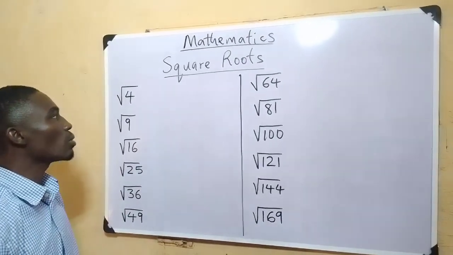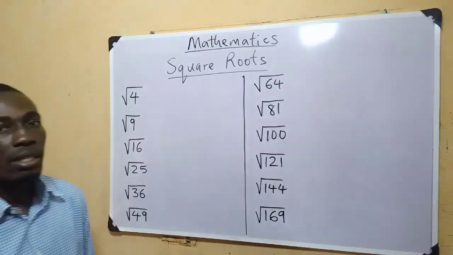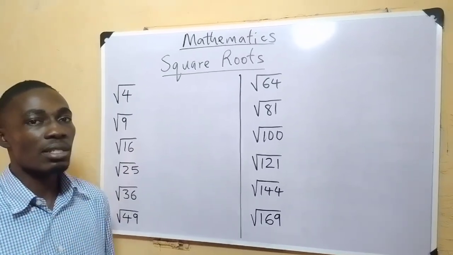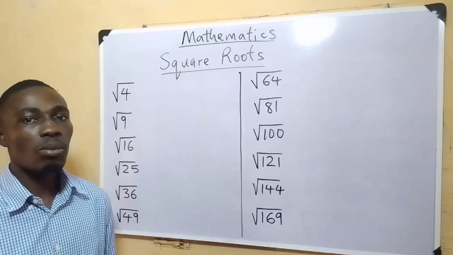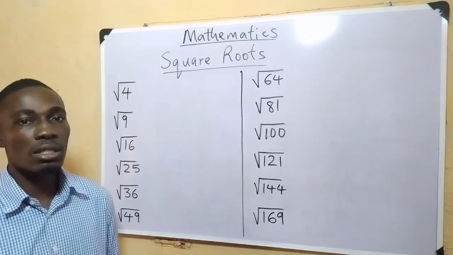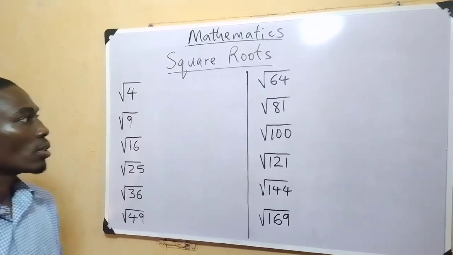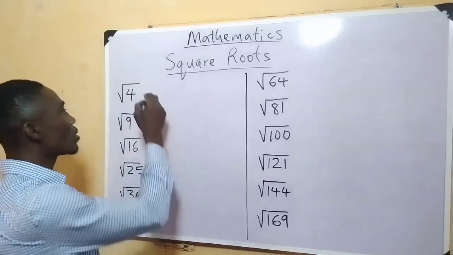So, what is square root? The square root of any number is a number that you can multiply 2 times to get that number. Any number that you can multiply 2 times to get a particular number is the square root of that number. So let's take the first one.